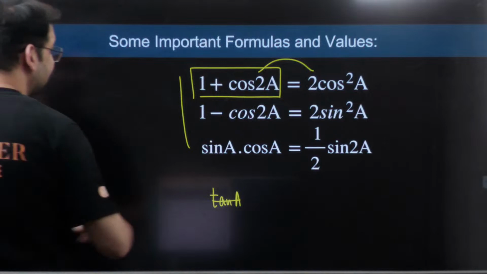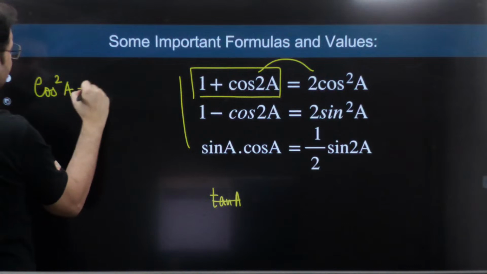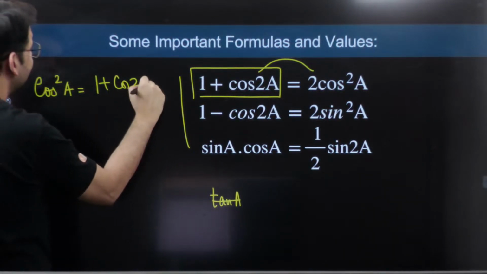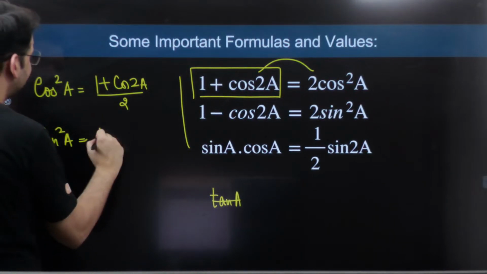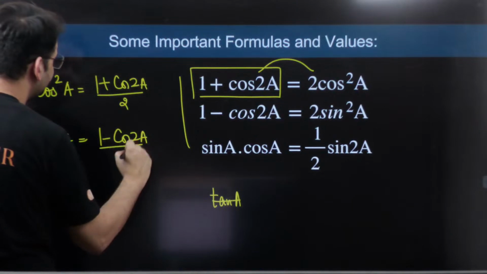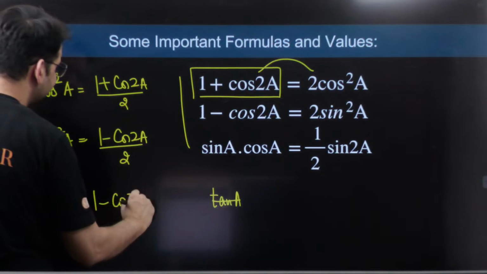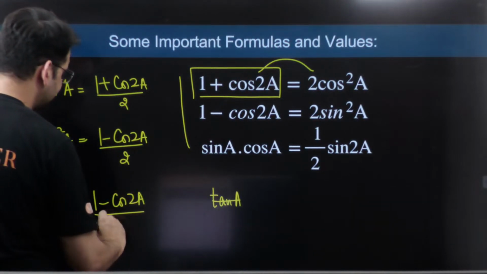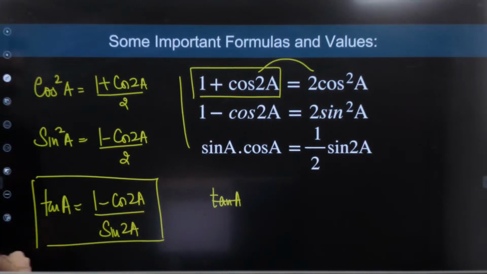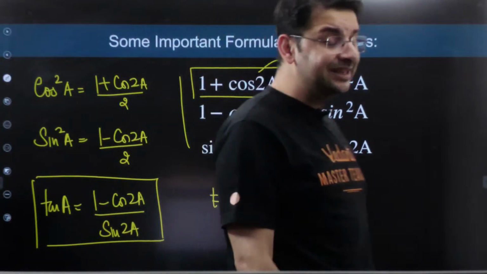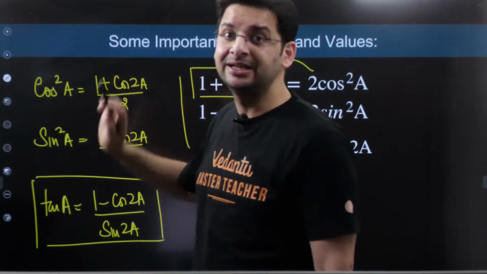For example, cos square a, from the first formula, is 1 plus cos 2a by 2. From the second formula, sin square a is equal to 1 minus cos 2a by 2. And tan A, you can write as 1 minus cos 2a upon sin 2a. So these are the three very important formulas, because what they're doing is writing small angles in terms of big angles.